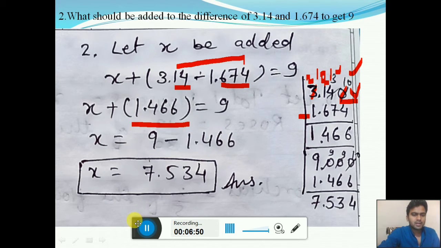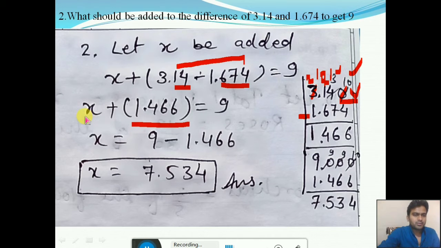1.466. Now what do we have to do? We have to find the value of x. So we will keep x on the left hand side, and this 1.466 we will transfer to the right hand side of the equal sign. The number with the plus sign on this side will go with a minus sign. So 9 minus 1.466. Now subtract.